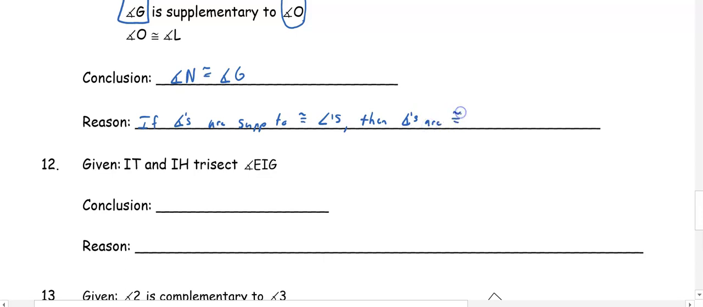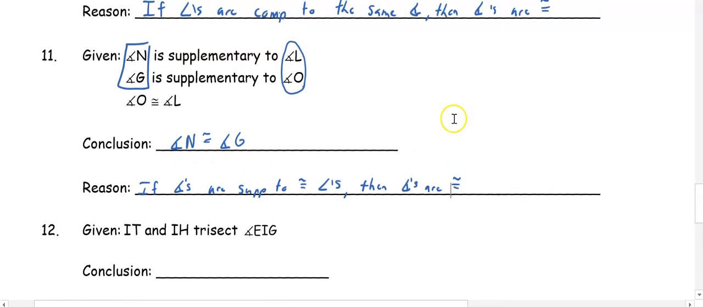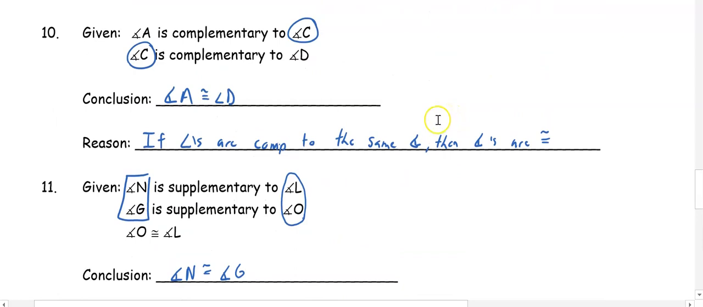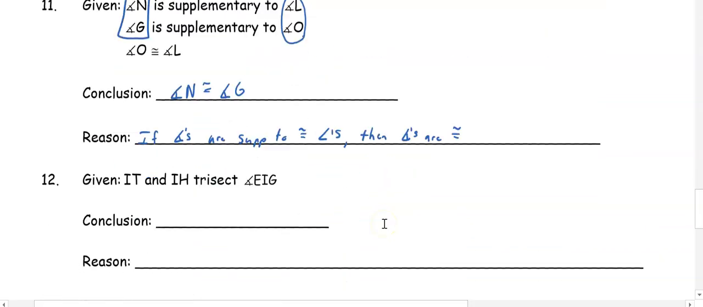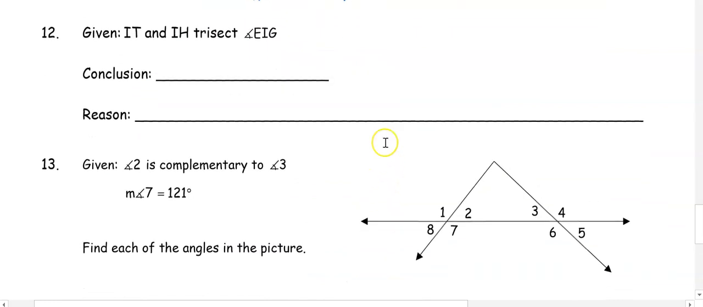Okay, so we need to make sure that we know the difference between these 2 problems. And your reason has to use the correct reason. So here it's the same angle as C and C. Here it was different angles. So you need to make sure you know both reasons.